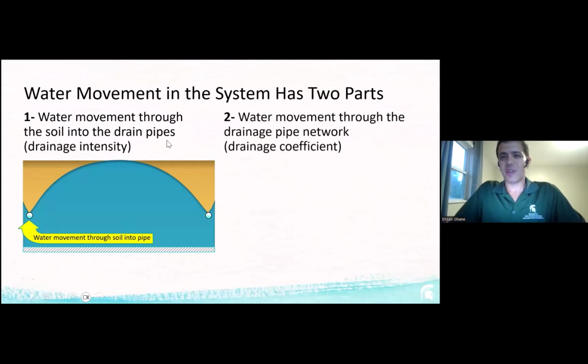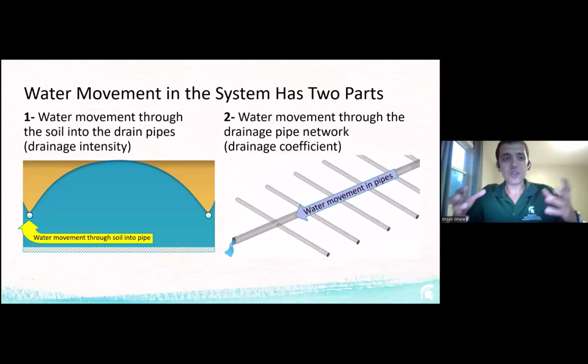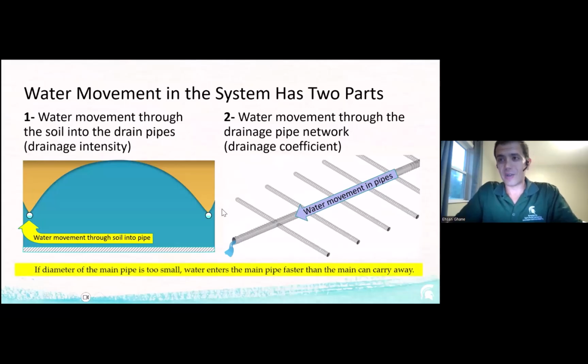The second part is that once water gets into the pipe, it's going to have to find its way through all of the drainage pipe network toward the outlet. You can see that in this diagram. As water moves through the pipes, we call this concept drainage coefficient. So if you look at these two, water makes a journey through these two parts, and these are very, very important if you want to maximize your drainage efficiency. I'm going to show you how.